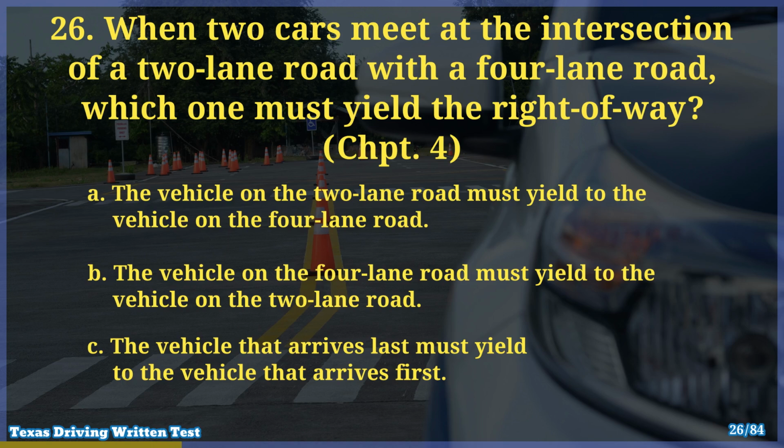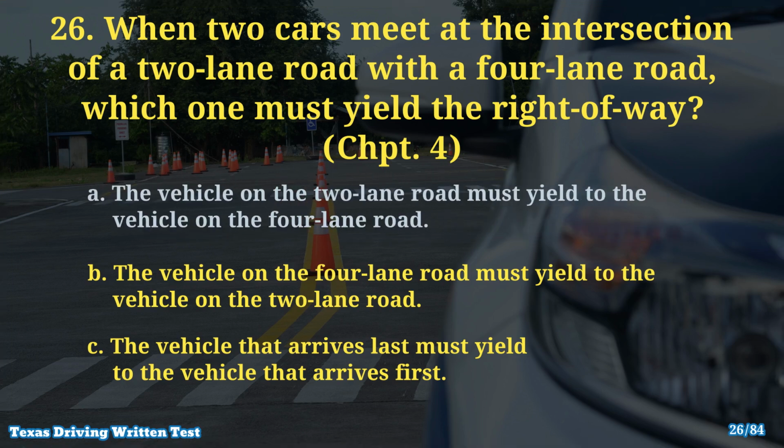26. When two cars meet at the intersection of a two-lane road with a four-lane road, which one must yield the right-of-way? A. The vehicle on the two-lane road must yield to the vehicle on the four-lane road. B. The vehicle on the four-lane road must yield to the vehicle on the two-lane road. C. The vehicle that arrives last must yield to the vehicle that arrives first. Answer is A. The vehicle on the two-lane road must yield to the vehicle on the four-lane road.